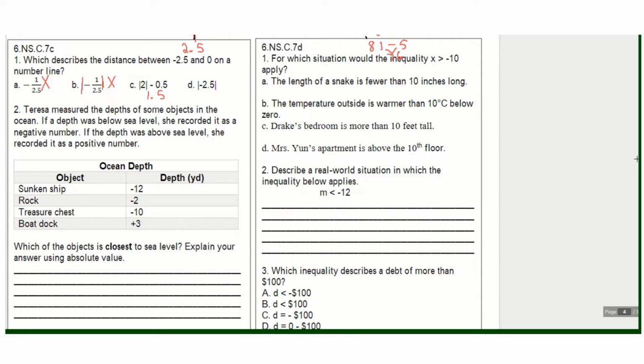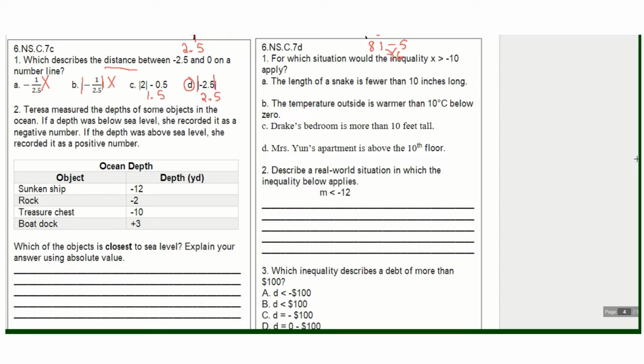And then we have D, which is the correct answer. The absolute value of -2 5/10 is 2 5/10. So since absolute value is distance from 0, when you see a question asking about distance, you kind of want to think about absolute value.